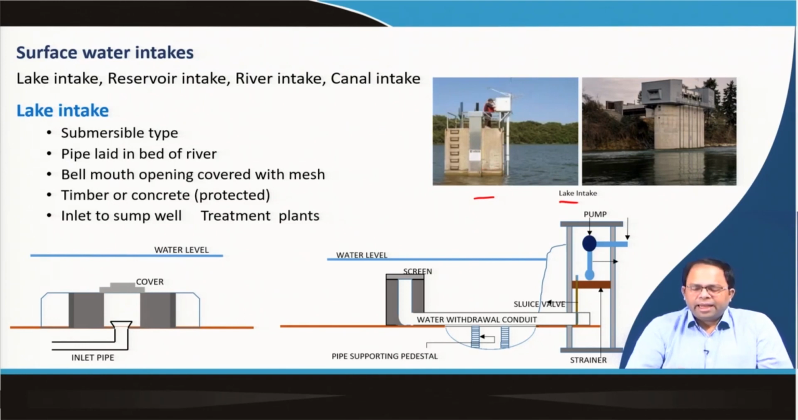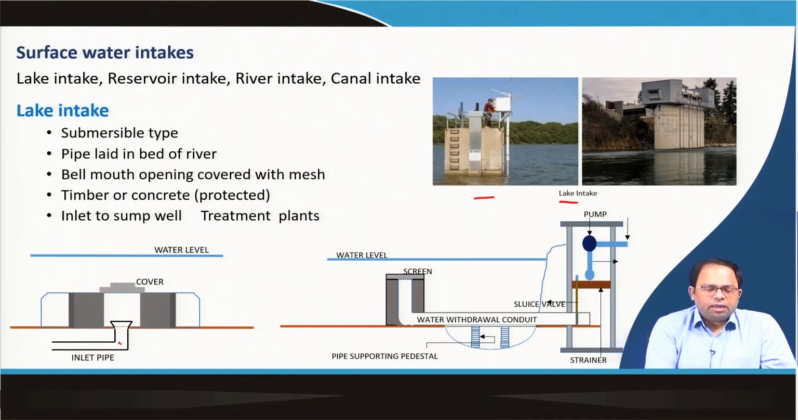Now, lake intakes are of different kinds. For example, in the drawing below, you can see that in this particular case, this is a pipe which is drawing water from the lake, this one inlet pipe, and this is just a structure which is below water level.